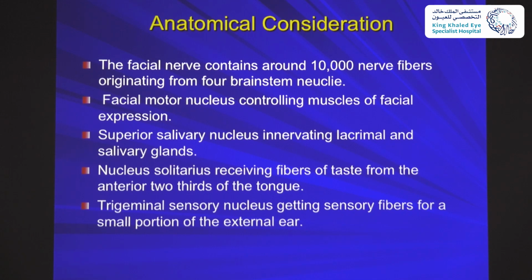The facial nerve is a big nerve and contains around 10,000 nerve fibers. That is because of the huge function that the nerve serves. There is a nerve for expression, and also for secreting tears and saliva. So it has different functions, plus sensory innervation for the tongue. So it has multiple functions.